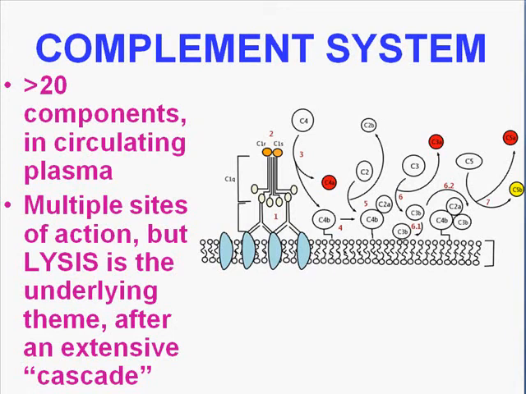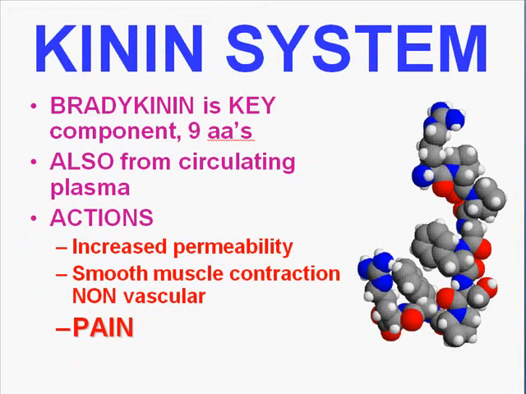The kinin system is another complex sort of cascade system. Bradykinin is the key component. There's a bunch of other ones. Bradykinin is a 9-amino acid polypeptide. It also comes from circulating plasma. And in the inflammatory response, bradykinin does two things. It's a powerful smooth muscle contractor, and it's non-vascular smooth muscle, because if it contracted vascular smooth muscle, the end result would be vasoconstriction, wouldn't it? It also is a direct pain producer.